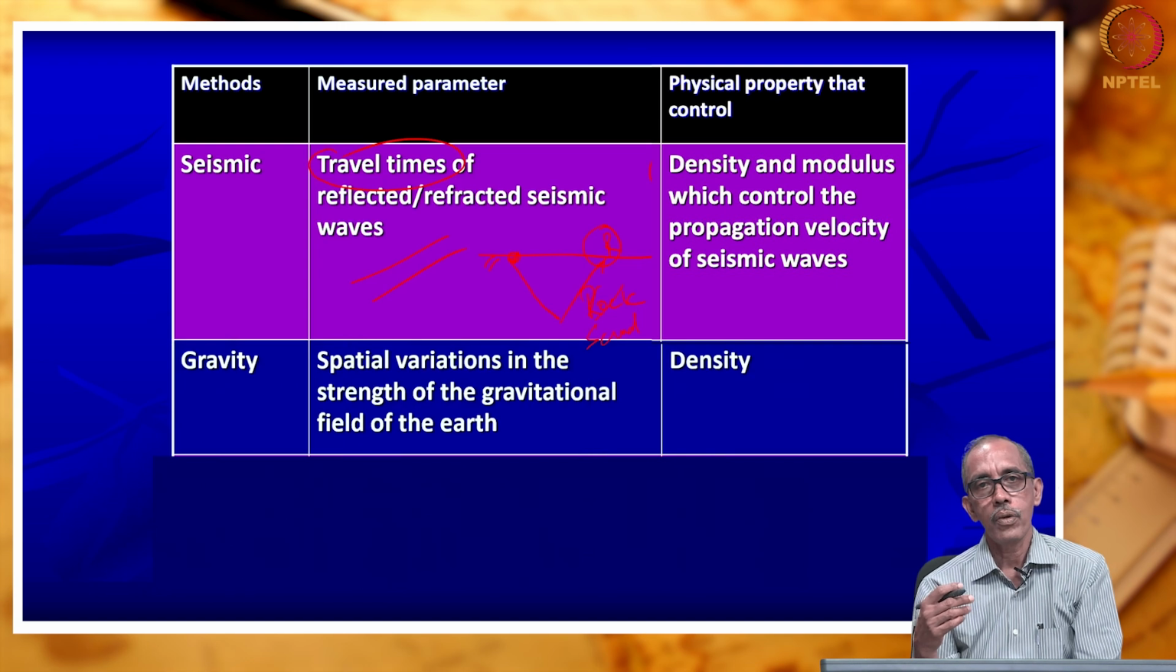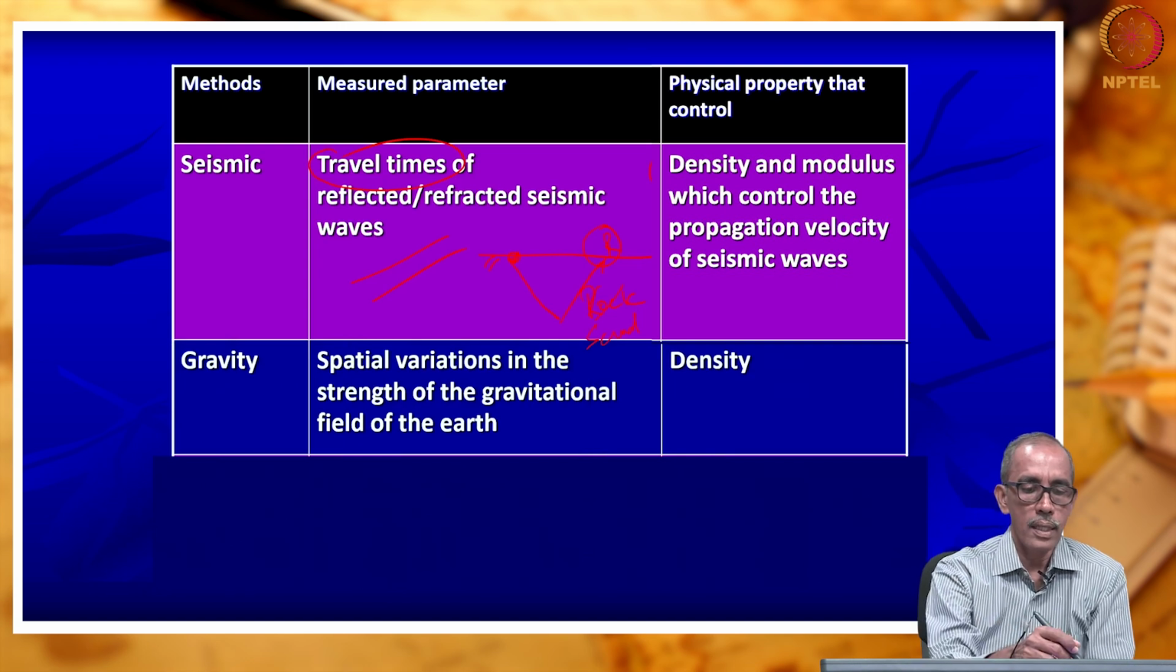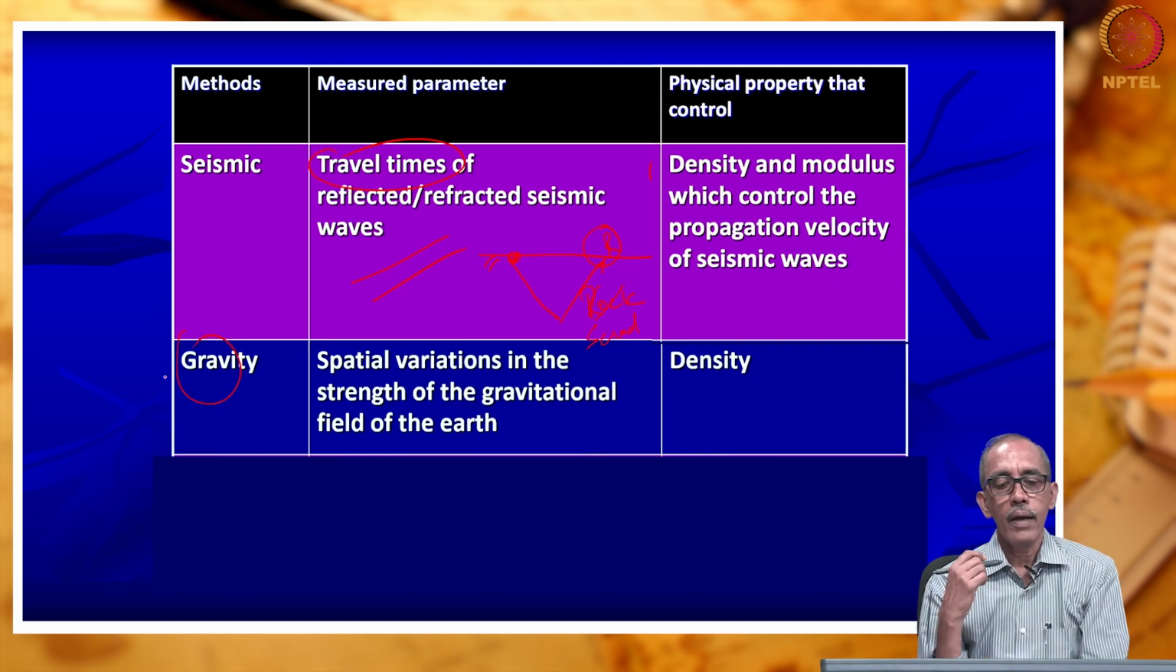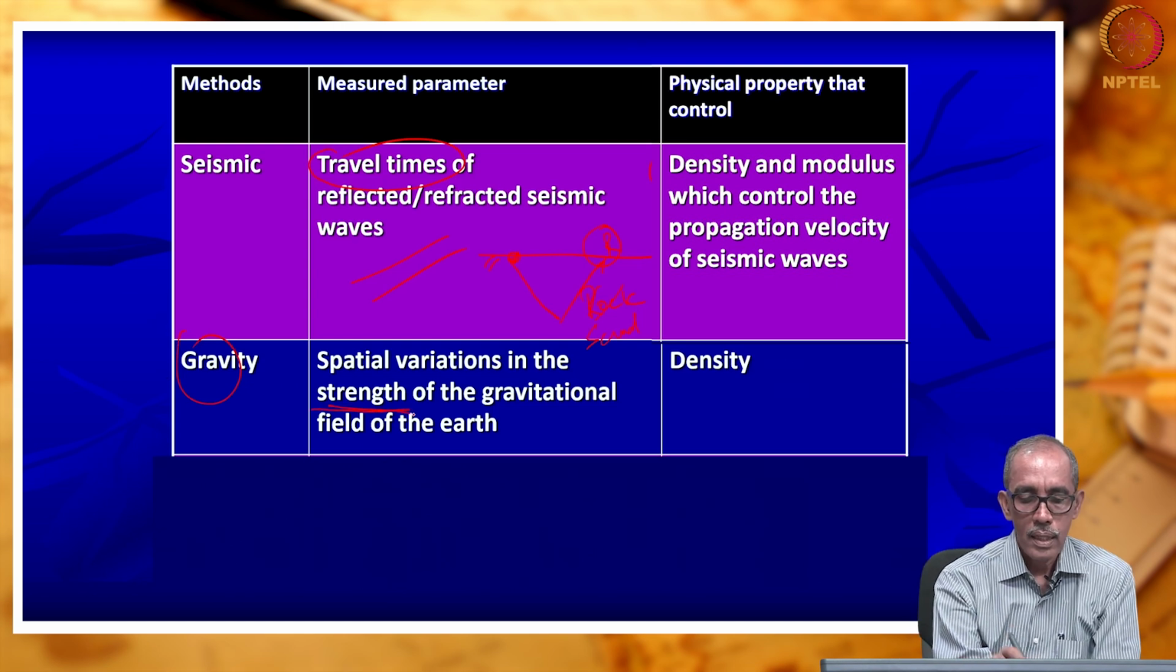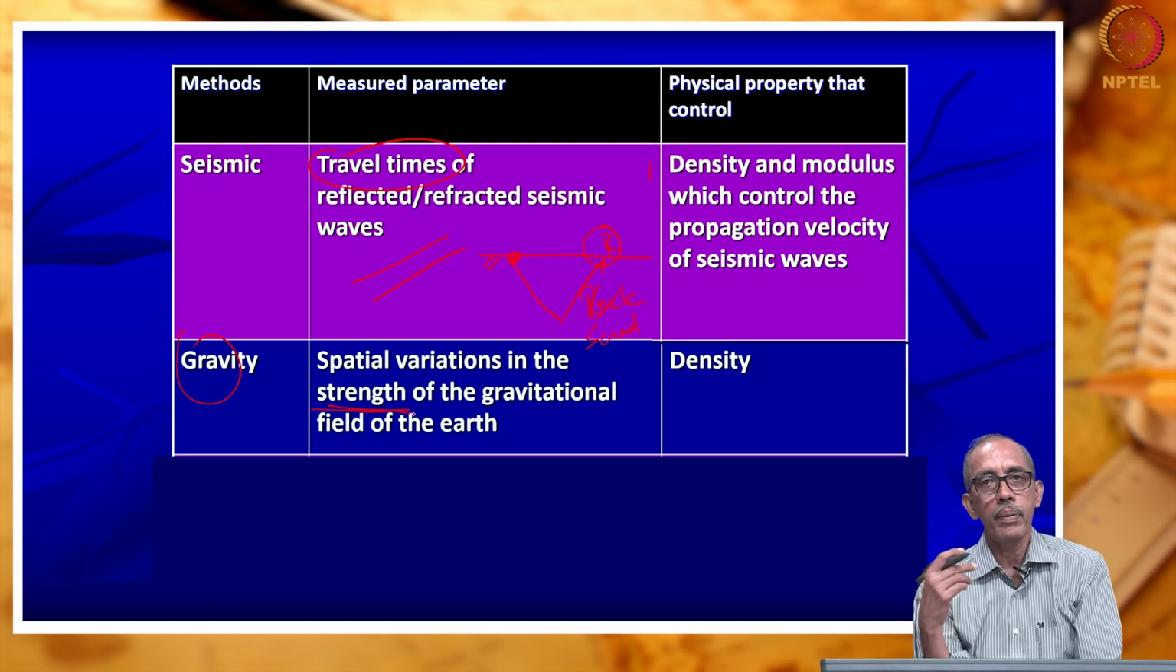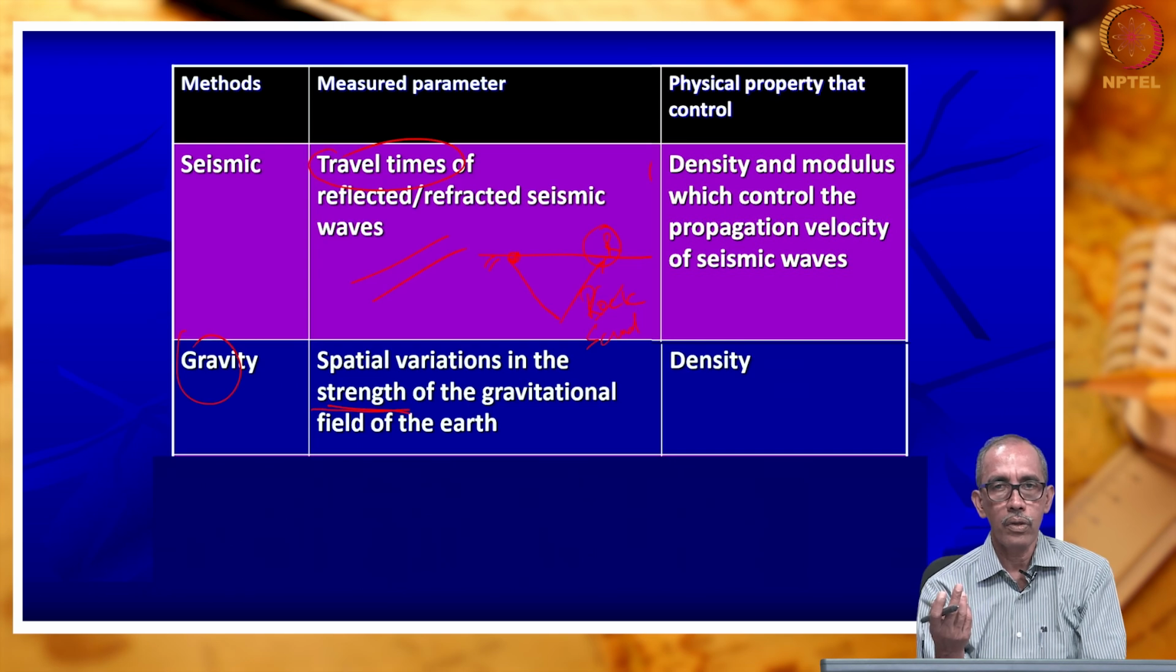Then let us have a look at the gravity method. So, here is the method. In the gravity method, what are we going to measure? We are going to measure just the strength of the gravitational field, maybe the acceleration due to gravity. The acceleration due to gravity which we measure is also related to the density of rocks.